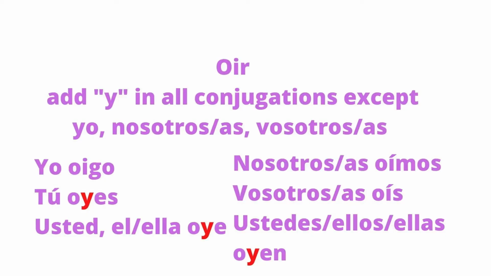Very good. Other irregular verbs like oír, which means to hear, would add a Y in all conjugations except for the yo, nosotros, nosotras, and vosotros, vosotras forms. You will note the correct conjugations of the verb oír in this slide. Feel free to pause this video to jot this down.